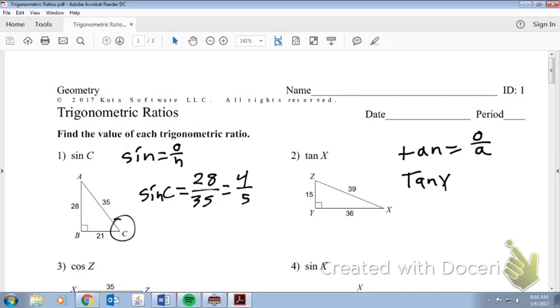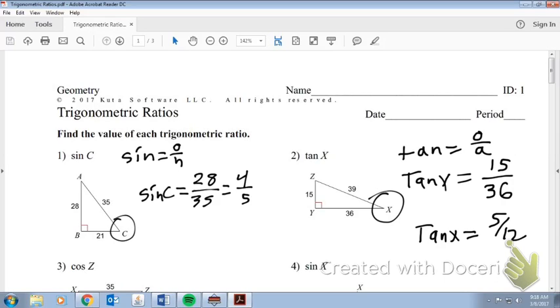So the tangent of x, so let's look, what is opposite x? Well, that's going to be 15. Now adjacent, technically we have two lines which are next to x, which create angle x. But one of those is the hypotenuse. So we're going to go with the other one, 36. 15 and 36 have a greatest common factor of 3. So we're going to factor that out, and we're going to get the tangent of x equals 5 over 12.